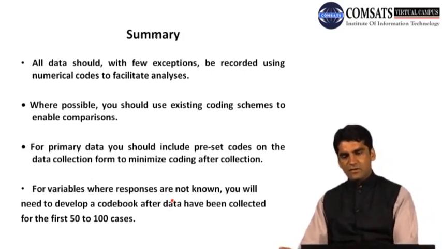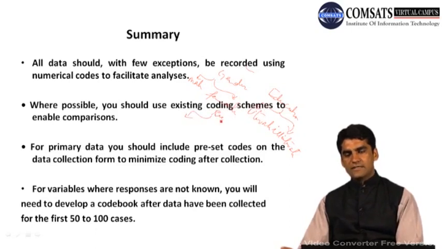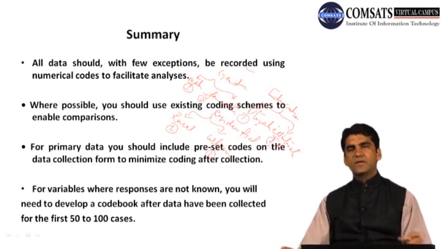For example, if we have the dichotomous variable of gender, male or female, or education as literate or illiterate, or residential status as rural or urban, then we have to code them. 1 is equal to male, 2 is equal to female; 1 is equal to rural, 2 is equal to urban; 1 is equal to literate, 2 is equal to illiterate.